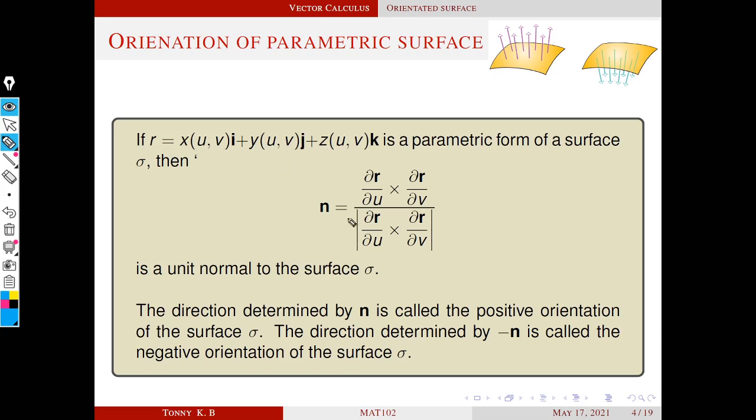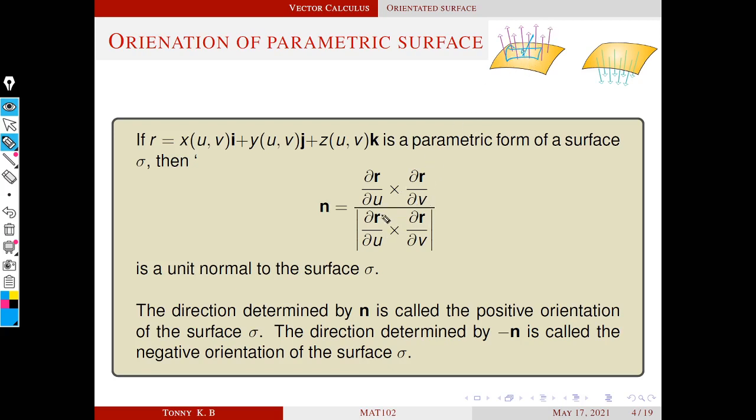Then we consider a vector like this, dou r by dou u cross dou r by dou v. Mathematically we can easily prove that this vector is perpendicular to the tangent at any point. That means it is always in the normal direction to the surface. Suppose we calculate this cross product at this particular point. Then this is a vector and it is perpendicular to the tangent plane at this point. That is called the normal.